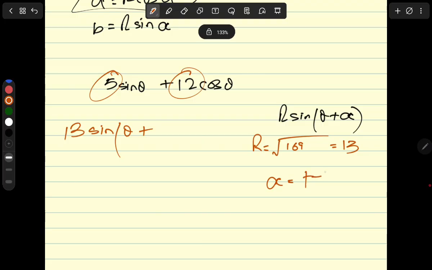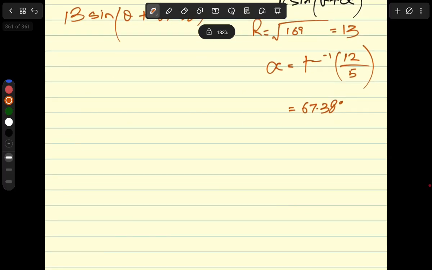So tan inverse of the coefficient of cos, which is 12, over the coefficient of sine, which is 5. So tan inverse of 12 over 5, let me just quickly do it: 67.38. So I will put it here, 67.38 degrees. That's it. Now let's discuss something Cambridge absolutely loves.